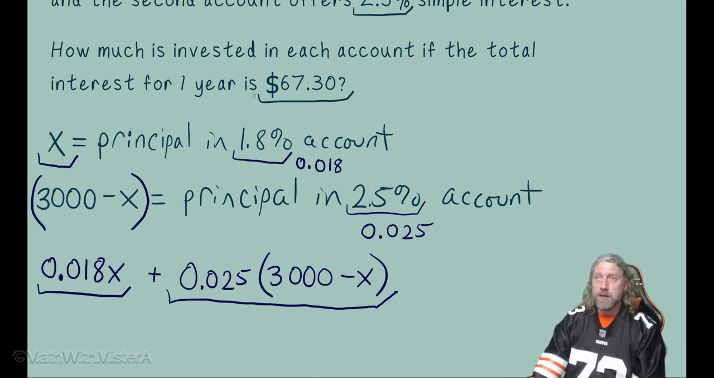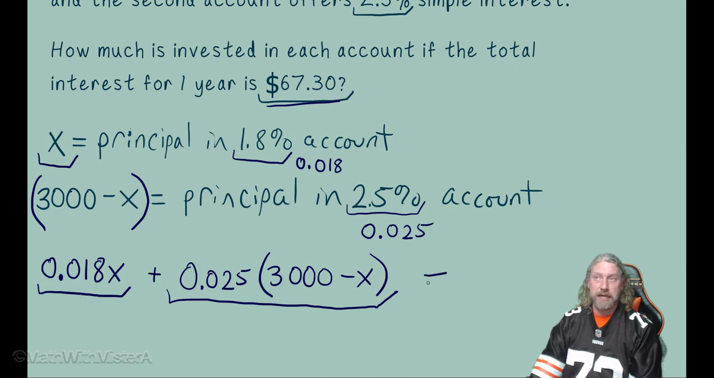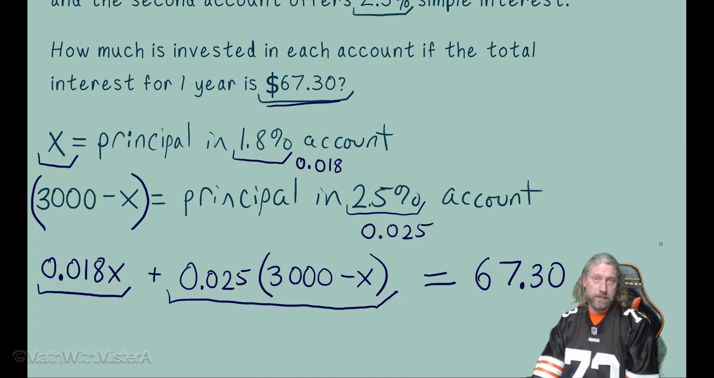Now we know that the total interest is $67.30. So that means we can finish this equation by saying the interest from the first account added to the interest from the second account would equal our total interest of $67.30. So there is the equation that we will be solving.